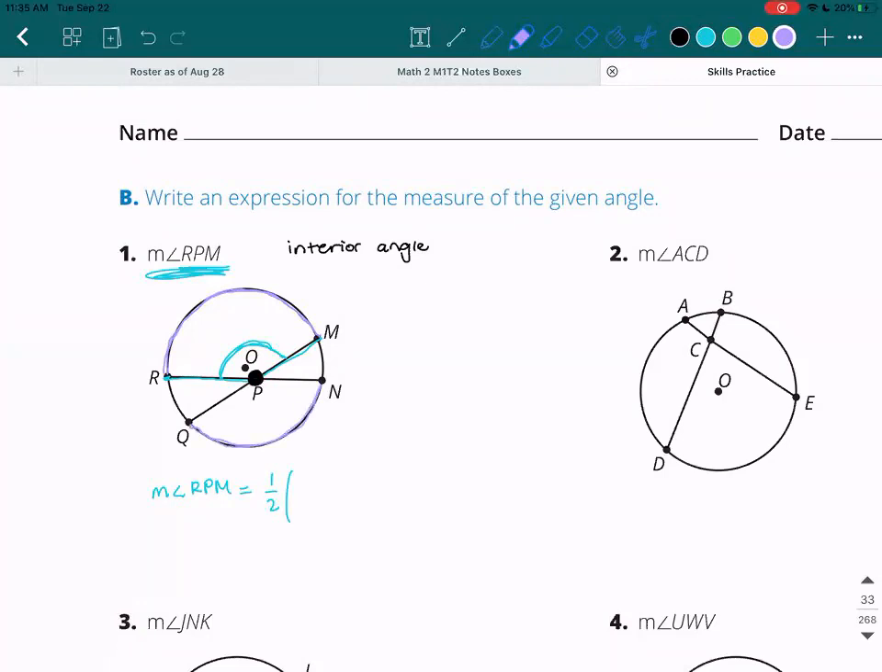So labeling those two arcs, we have arc RN plus, oh sorry, I need to write M for measure. Measure RN, like that. Okay, so this is measure of arc RN plus measure of arc QN. So when it says write an expression for the measure of the given angle, technically I wrote an equation, but it's okay. This is your answer. Half arc plus arc.